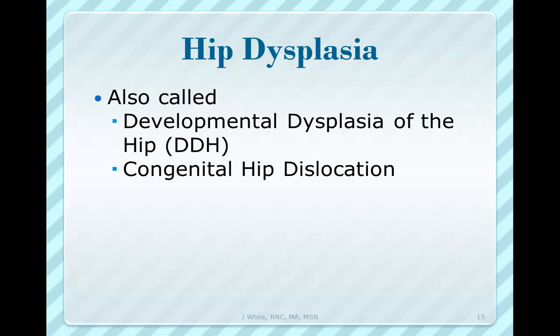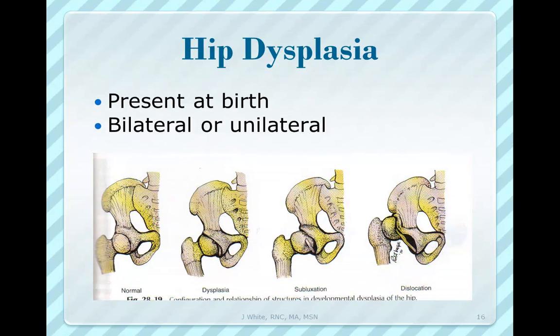Okay, next condition is called hip dysplasia. The correct terminology in this day and age is developmental dysplasia of the hip, or DDH. Developmental dysplasia. Dysplasia means abnormal growth, development that occurs during the developmental period. So we're talking about around the time of birth. We typically tend to call it the congenital hip dislocation.